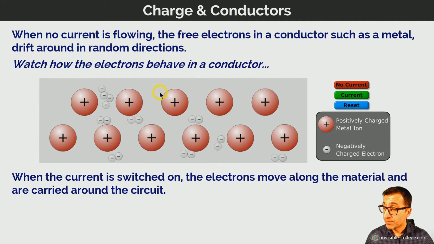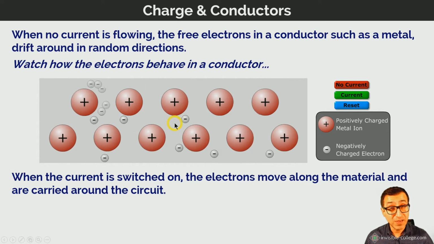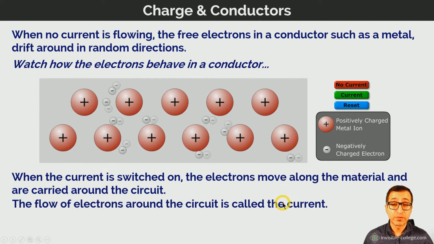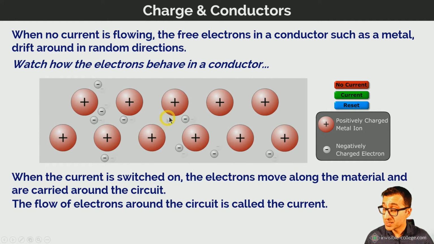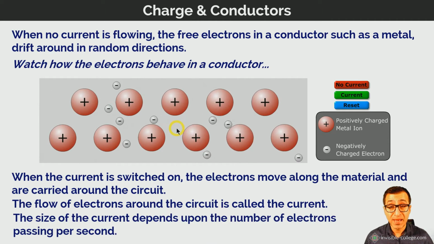And when we're measuring the current, we are measuring the amount of charge carried by those electrons which is flowing past a fixed point in every second. So the flow of electrons is what we call the current. Now the size of the current depends on a number of factors. It depends on how many electrons are passing this fixed point per second, and that in turn will depend on the amount of work the power supply is doing in pushing those electrons around the circuit.